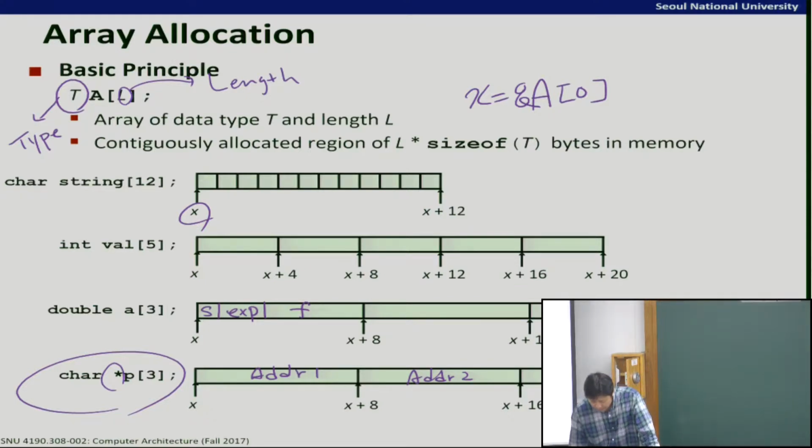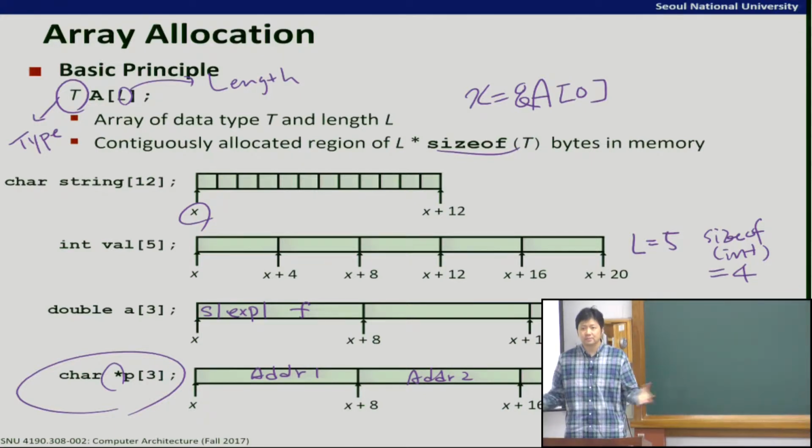In this case, L is 12. For example, in this case, L is 5, and the size of T is int, right? Size of int is 4. So it will occupy 20 bytes, and so on. So it's that simple.